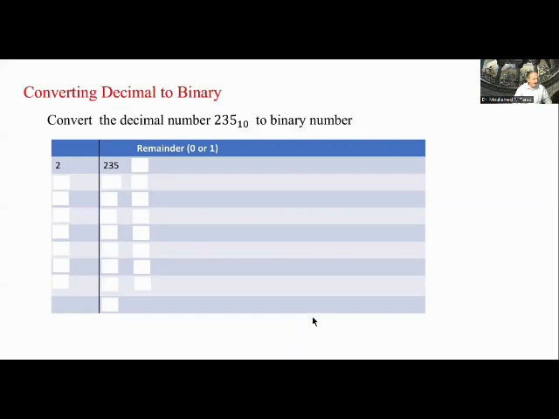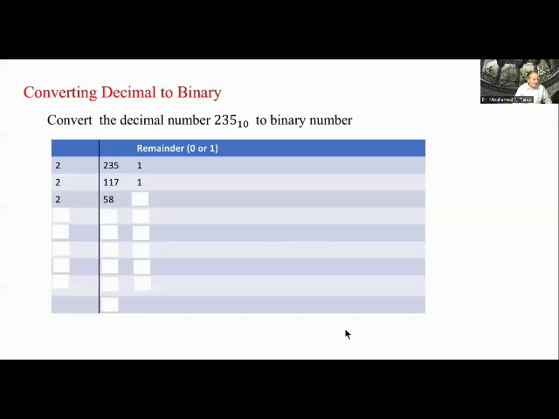Convert the decimal number 235 to binary number. So now we do a sequence of divisions by 2. So when you divide 235 by 2, you get 117, and the remainder is 1. You continue. 117 divided by 2 is 58, and the remainder is 1.